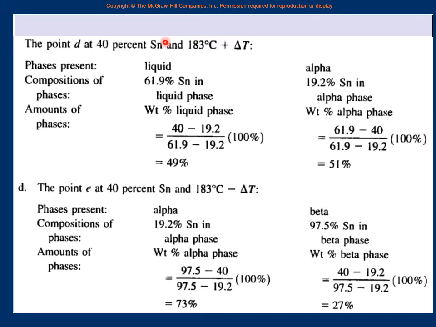But when you were here, it was liquid and alpha. When you are here, you are talking of alpha and beta. That is happening. But when you are at 183 or you are at 183 plus delta T just above it, or you are at 183 minus delta T just below it, you are still at roughly the same point. So you are not very different. So therefore, the readings that you cut, 19.2% alpha and 97.5% beta, these values are still there and you calculate it.